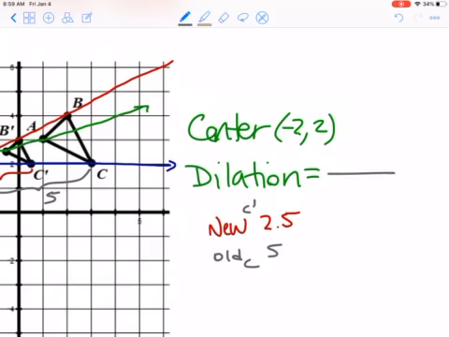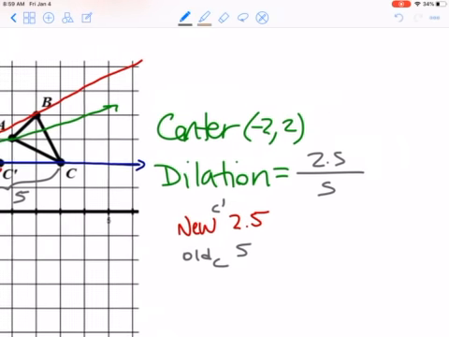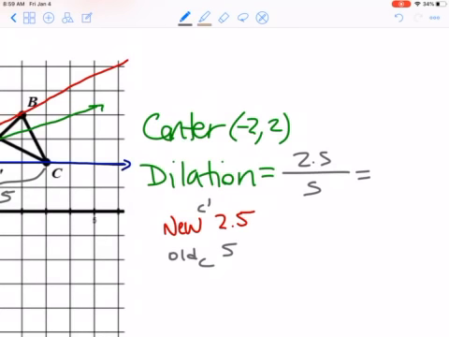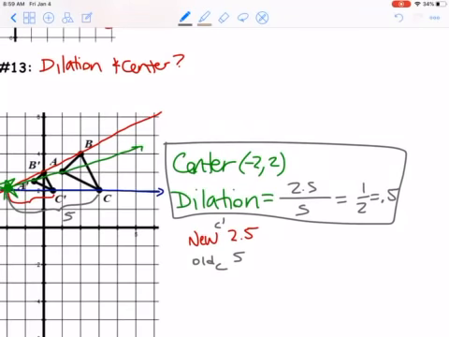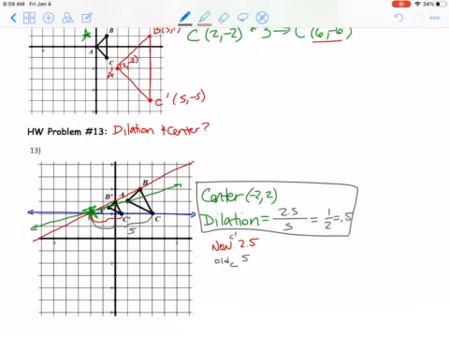So then we set up our fraction new over old. Okay, and we get 1/2 or we get 0.5, either one. You can use whichever, and that is what I'm looking for on your homework for that section. That's it. Super easy. Please ask me questions if you have them.